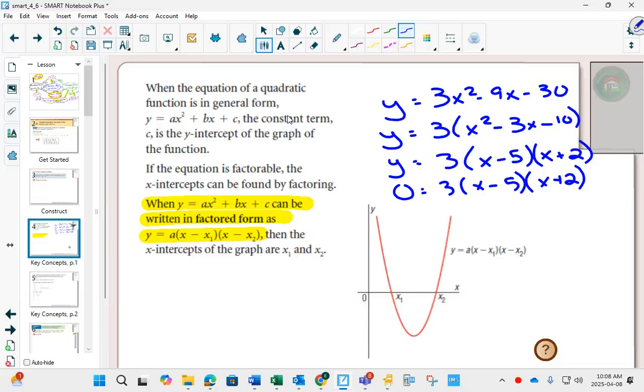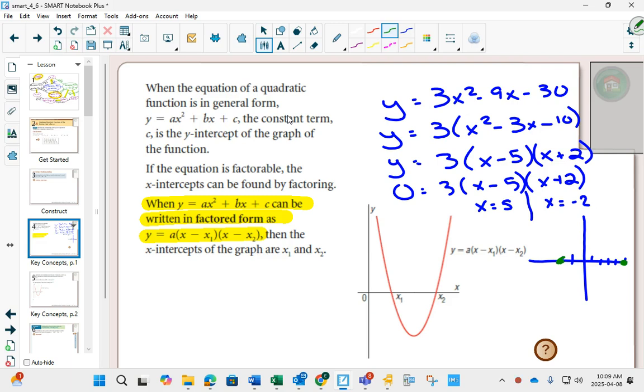Can 3 be 0? Absolutely not. 3 is 3. Can x minus 5 be 0? Yeah, if x was equal to 5, then that would be 0. Could this one ever be 0? Yeah, when x is equal to minus 2, it could be 0. And what that tells us on the graph is that we're going to have an x-intercept at minus 2 and an x-intercept at 5.